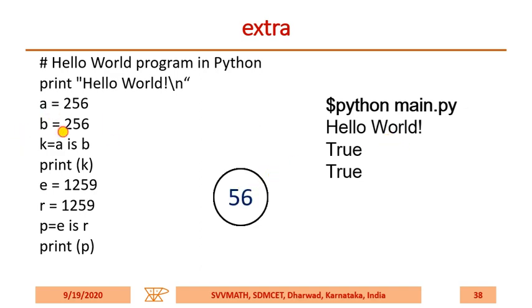A equal to 256, B equal to 256, C equal to A is B. Both are 256, hence true. Like that, observe the second one also. Let us go to the next.